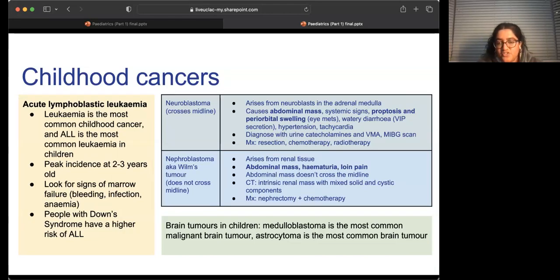And then the way it's managed is via surgery, chemo, and radiotherapy as well. And then nephroblastoma, this came up a lot in past med questions. It arises from renal tissue. It can present as an abdominal mass, and in kids, it can be really big abdominal masses. You'd be surprised at how big they are.